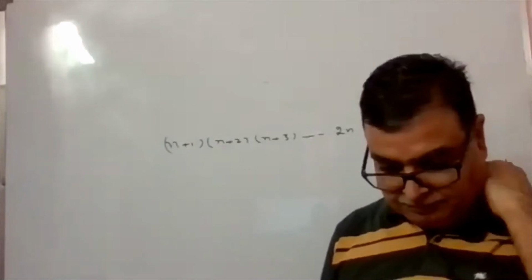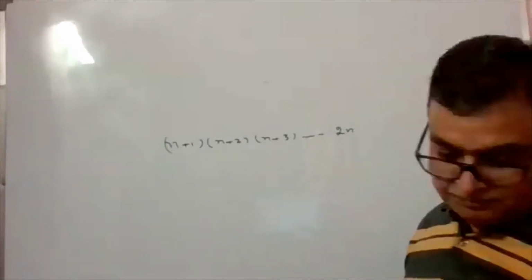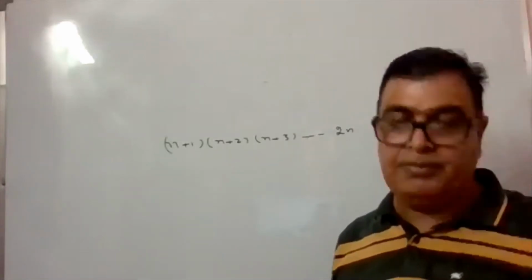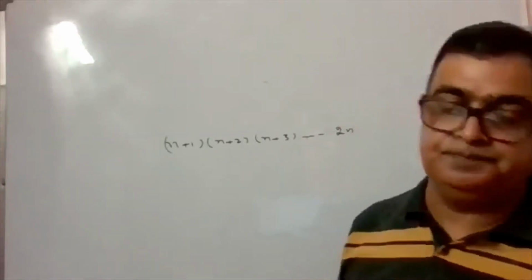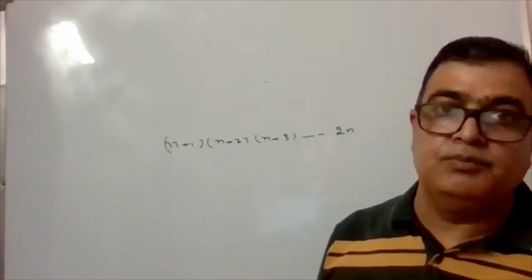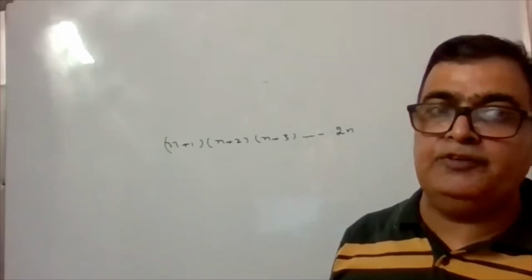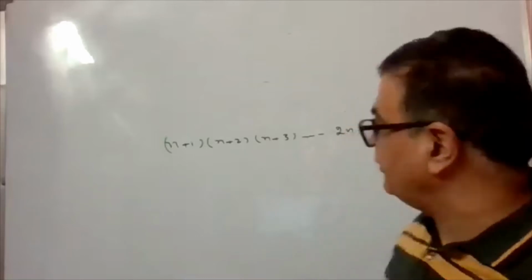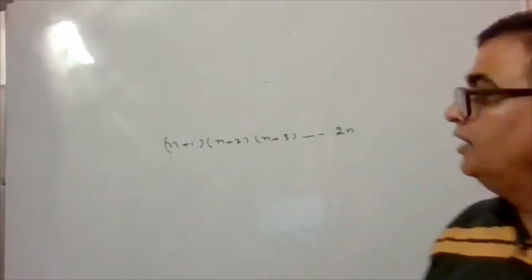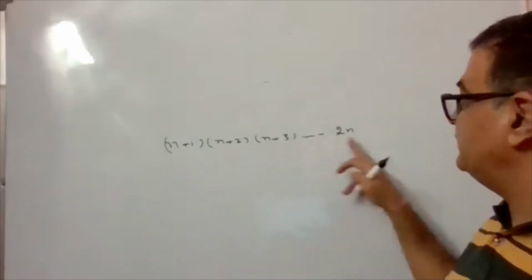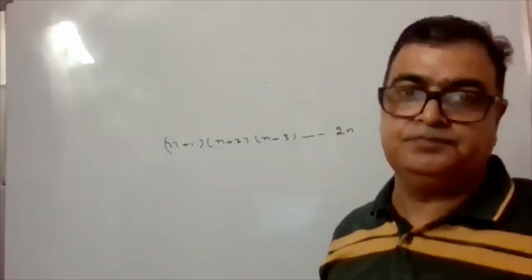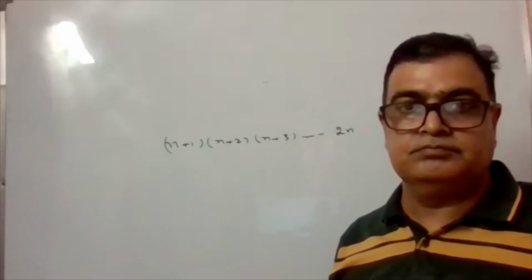Sir, what was the answer of the last question? That was factorial 10 by factorial 5. Okay, sir. Because you have multiplied 1, 2, 3, 4, 5 and divided by 1, 2, 3, 4, 5. So numerator factorial 10, denominator factorial 5. Now this question. N plus 1, n plus 2, n plus 3 till 2n. We should convert this in factorial now. So 2n whole factorial upon n factorial.